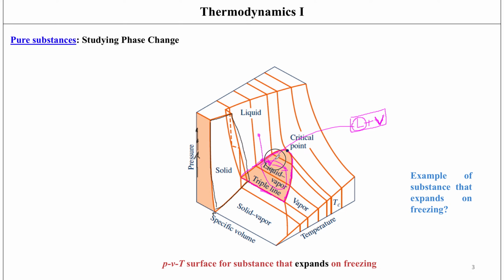The more I move to this side, I will have more of the water existing as vapor and less of it existing as a liquid, but they will be existing together in equilibrium until I reach this point on this line. And now the water is going to exist entirely as a vapor. Okay, so this is what this represents.